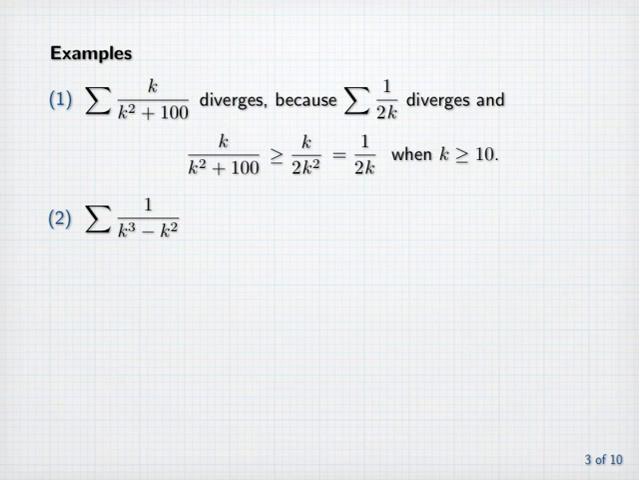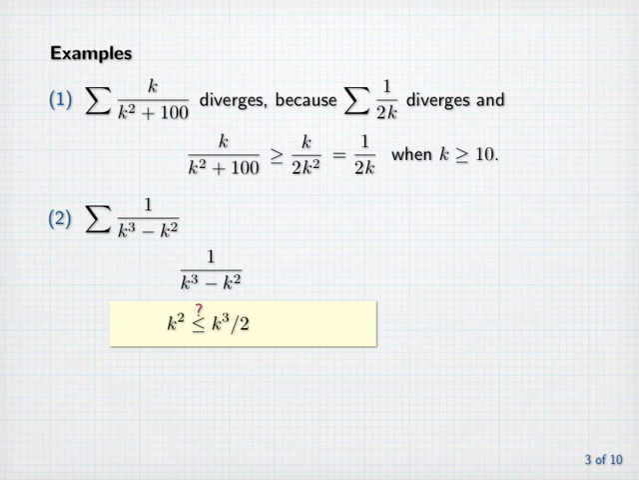Example 2. The sum of 1 over k cubed minus k squared. Let's try to get an upper estimate of the kth term in the form of a multiple of the kth term of some p-series. We'd like to somehow combine the two terms k cubed and minus k squared in the denominator into one. So let's notice that k squared will be less than or equal to any positive multiple of k cubed when k is sufficiently large.